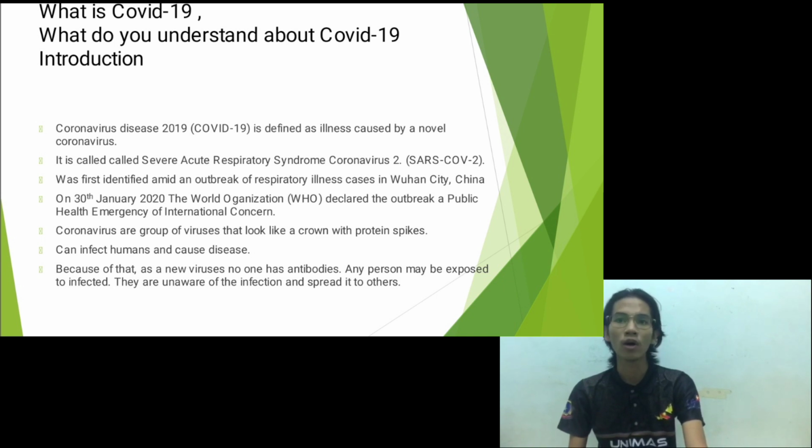Coronaviruses are a group of viruses that look like a crown with protein spikes. They can infect humans and cause diseases. Because it is a new virus, no one has antibodies. Any person may be exposed to infection. They are unaware of the infection and spread it to others.